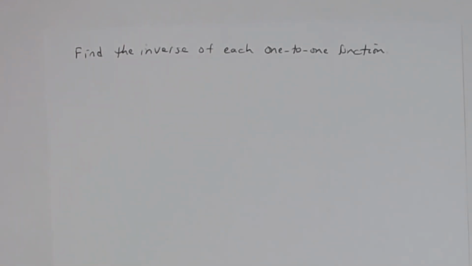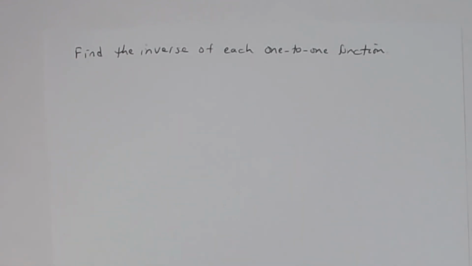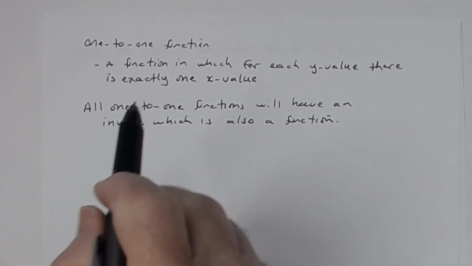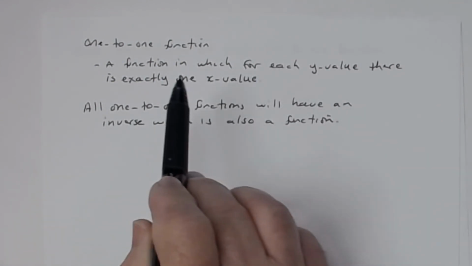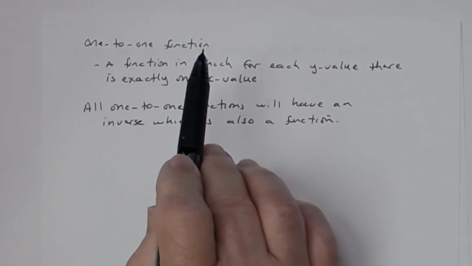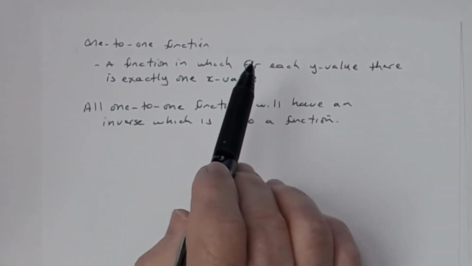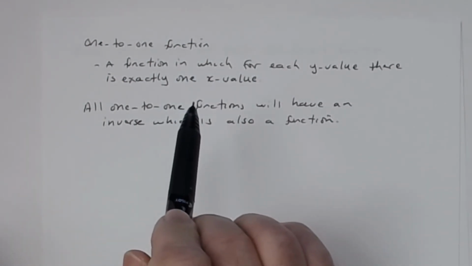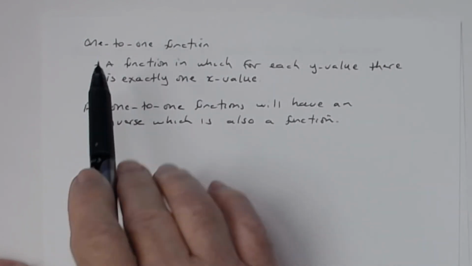All right, so the following set of examples asks you to find the inverse of a one-to-one function. Now, just remember what a one-to-one function is. A one-to-one function is a function in which for each y value, there's exactly one x value. So remember, a function was the other way around. For each x value, there's exactly one y value. A one-to-one function is the other way around. For each y value, there's exactly one x value. And so that would make that function a one-to-one function.